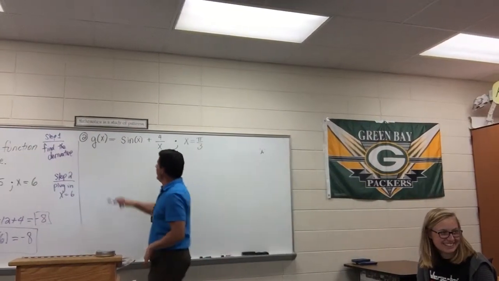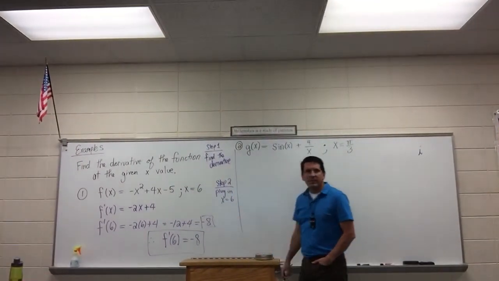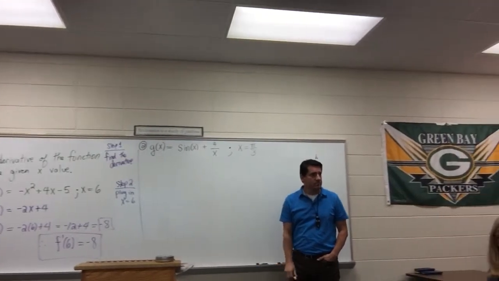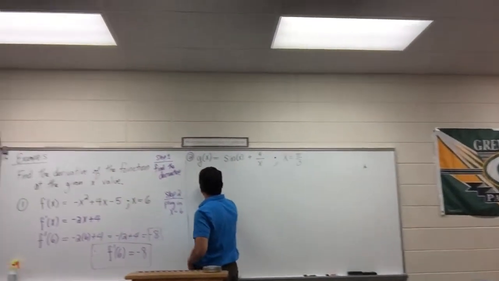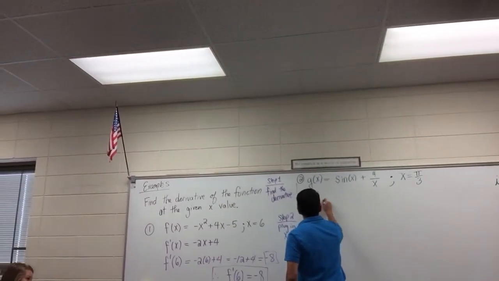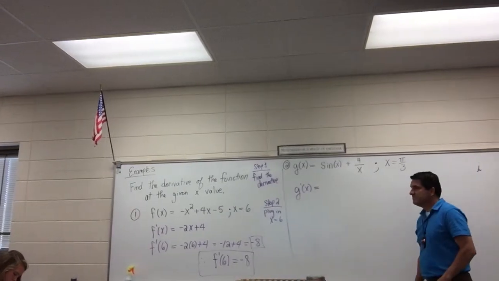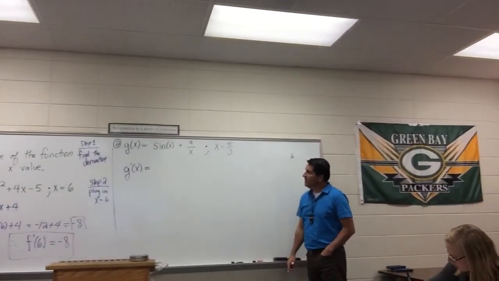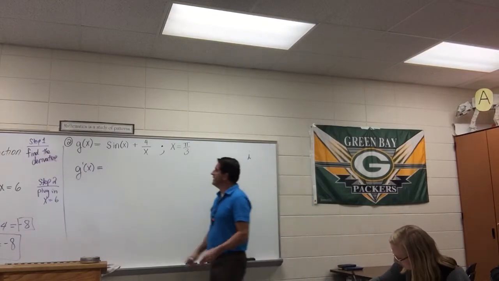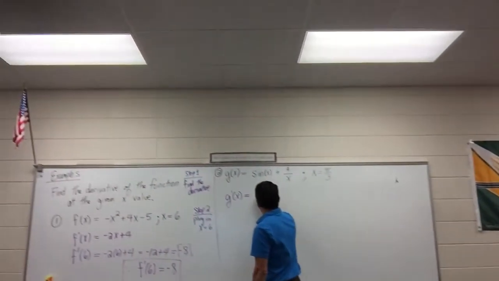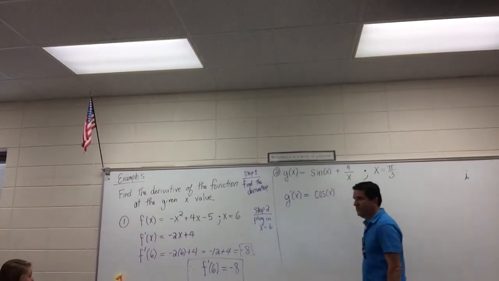All right, same directions, different function. Do the steps stay the same? All right, so here we go. G prime of x is equal to the derivative of the sine of x is cosine of x. So you just write it like this then. See? The derivative of that is this.